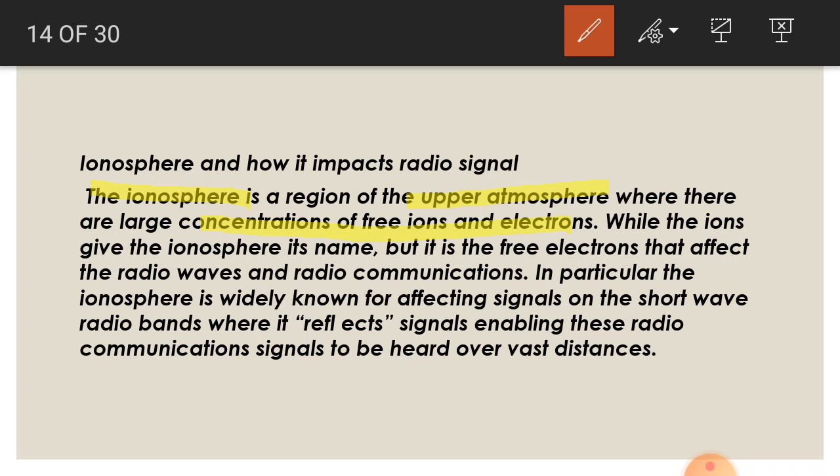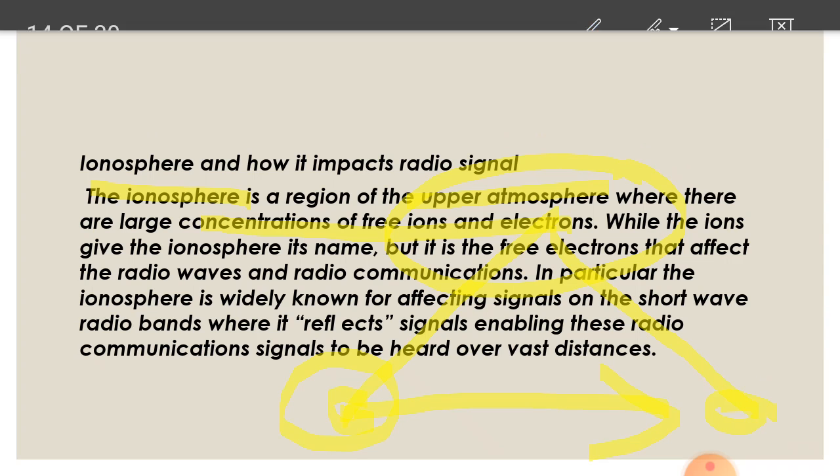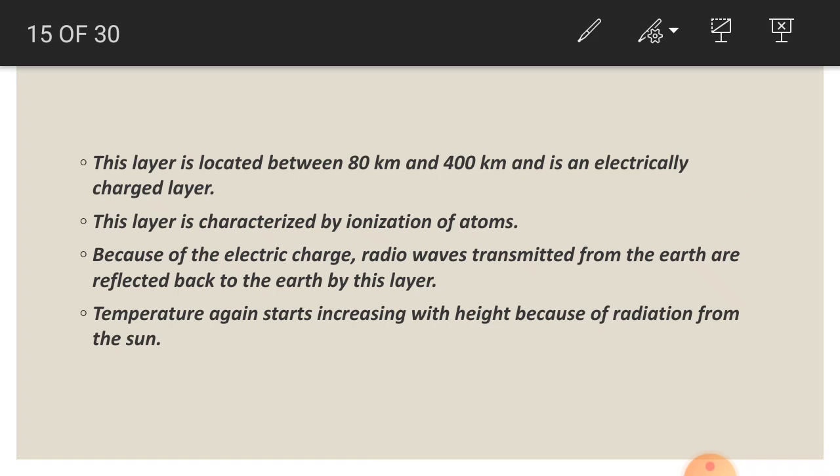What we will do, for example, this is our ground, we will send some signals to this layer, and this layer, because of the presence of huge electrons, will deflect these signals and they will reach here. So what we are doing is that from this position to this position we are sending these signals, these radio waves, with the help of the ionosphere. More explanation of this layer.